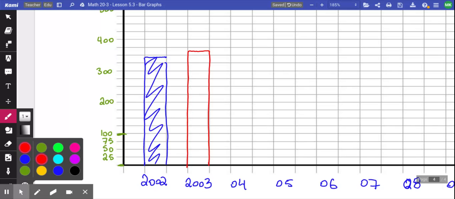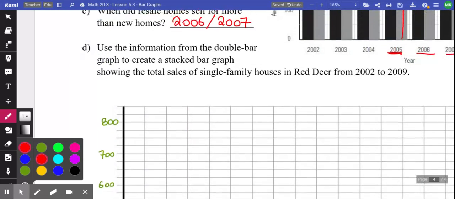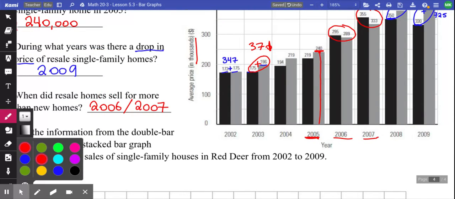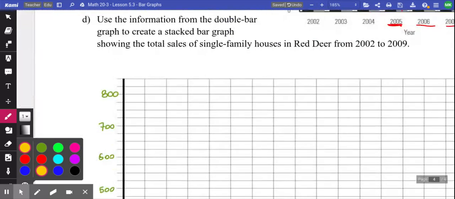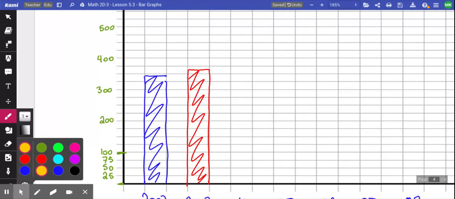And you can do that for the rest of the years. I'm just going to do the first couple. We'll do 2004 as well, and then I'll probably stop so I don't bore you to death. If I add these two values together, 194 plus 219 gives me a total of 413. That means my bar graph should go up to about 413, like that. Now, this is just currently a bar graph. It is not a stacked bar graph.